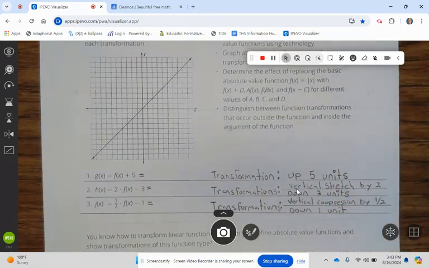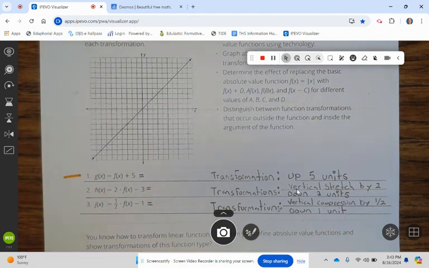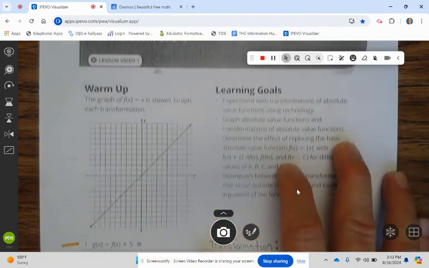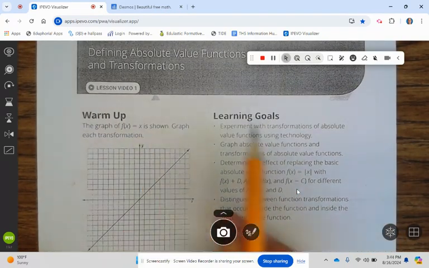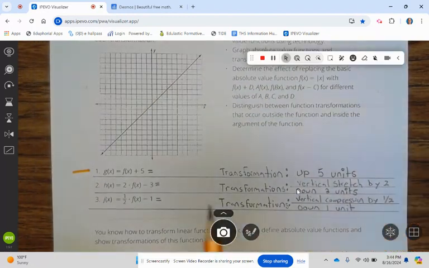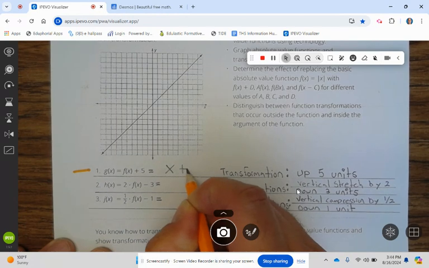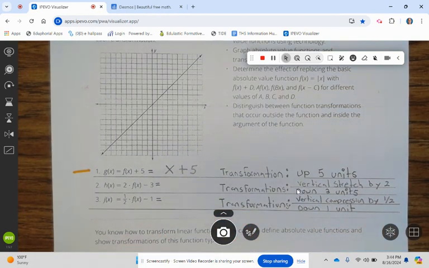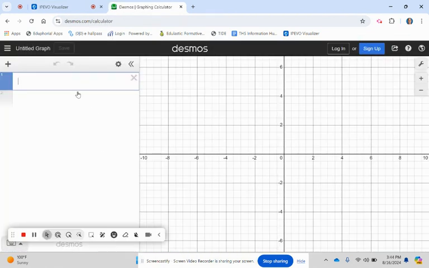Alright, so let's go ahead and graph 1 in yellow. We have to remember that it says right here that the function f of x equals x. So every time we see f of x, we know it's x. So this can be rewritten as f of x plus 5 as x plus 5. Okay. So let's go ahead and use Desmos. I'm going to go to graphing calculator, x plus 5.